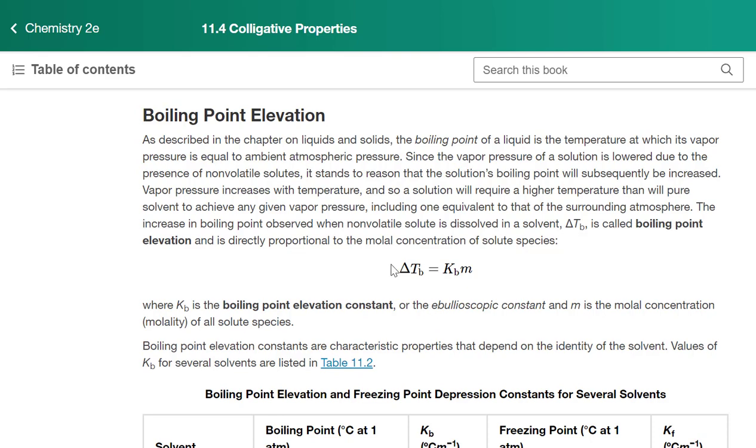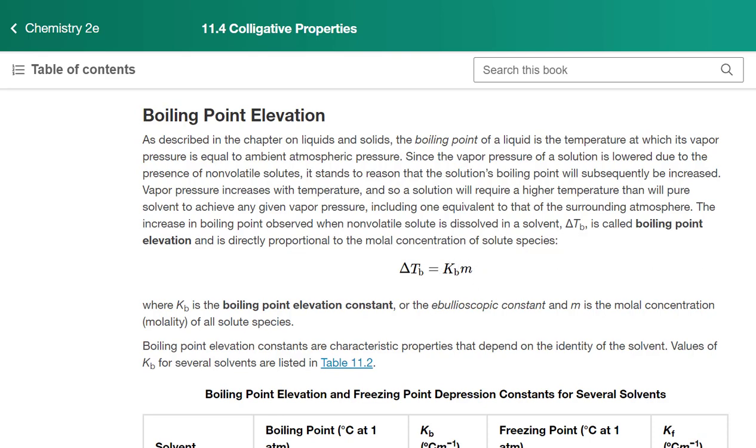This is the equation that is used to find boiling point elevation. So the delta T sub B, the change in the boiling point, is equal to a constant times the molality. Okay, we're using molality here because we're looking at a change in temperature, so we have to have a measure of concentration that is independent of temperature. So we don't have a volume-based measure of concentration here. That's why we use molality.